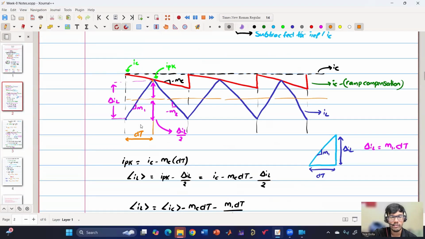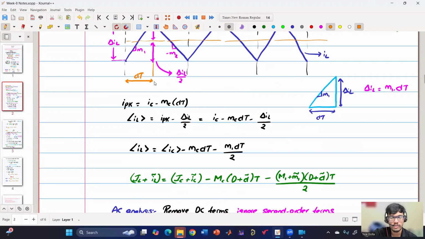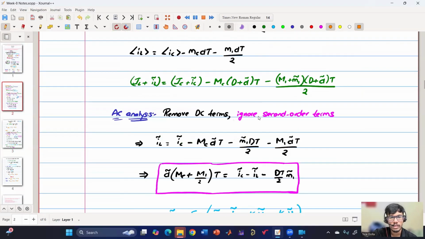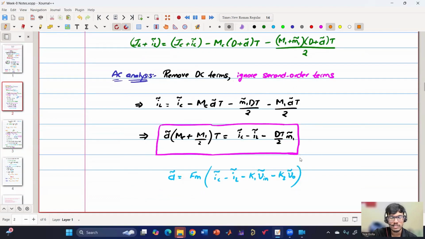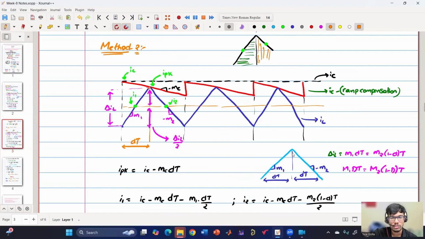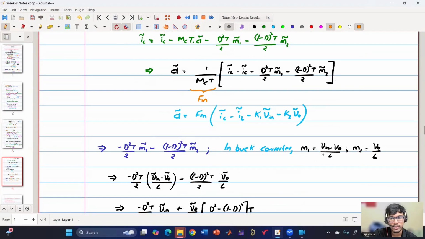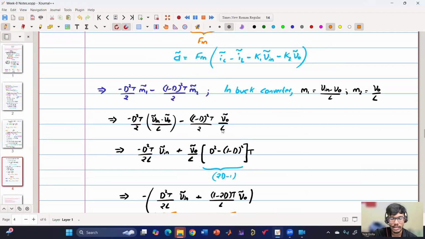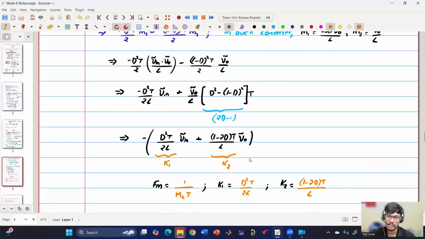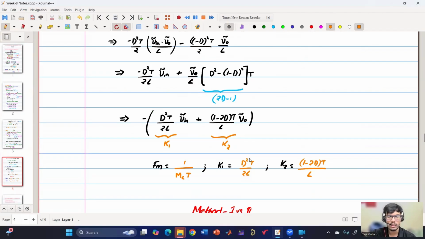So till here, we have not considered any buck or boost. From the waveform, we got this expression. But once we substitute M1 and M2, those terms here are for buck. In the case of boost, it will be V in by L and V0 minus V in by L. So the final expressions will vary slightly. And yes, the duty ratio term also is not the same. Here D is V naught by V in, there D is 1 minus V in by V0.